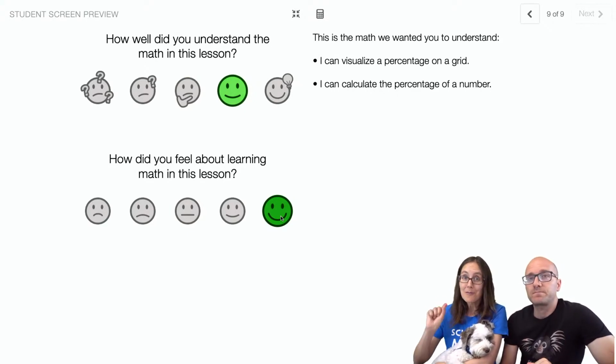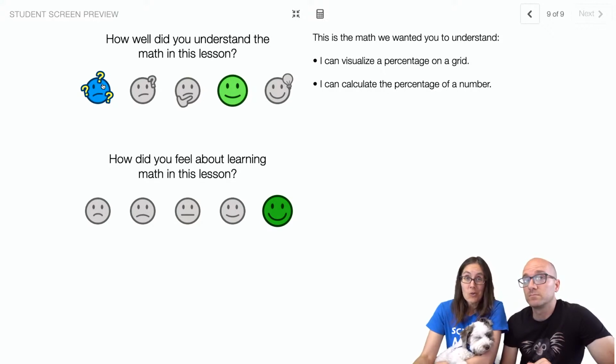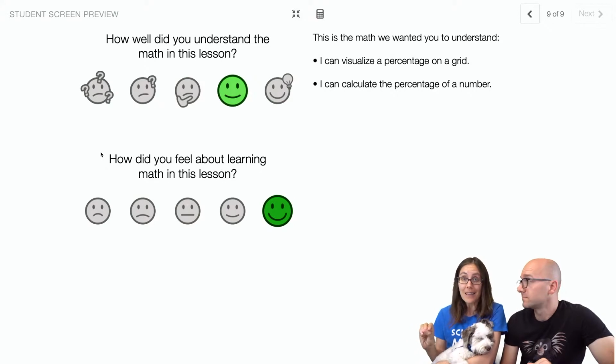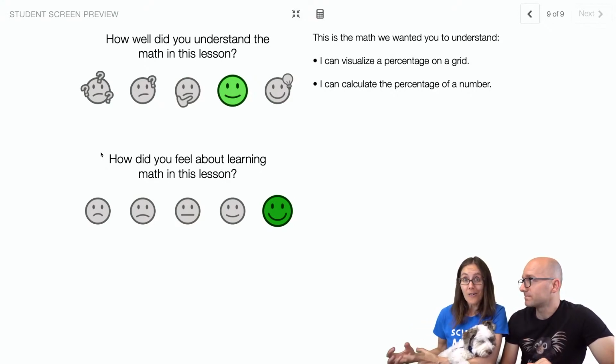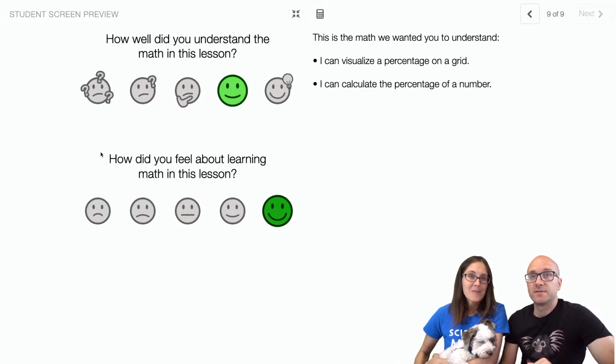That's right. And let me give just a quick little bit of advice. If you're looking at this lesson and thinking, boy, I am just not sure how to visualize a percentage on a grid, or I don't know if I can calculate percents, the great thing about this lesson is that it's recorded and you can go back through and practice again. And practice really does make permanence. It helps concepts stick. That's right.